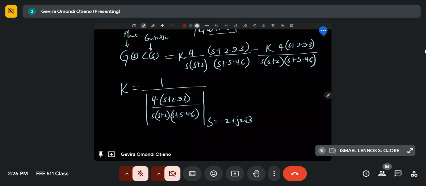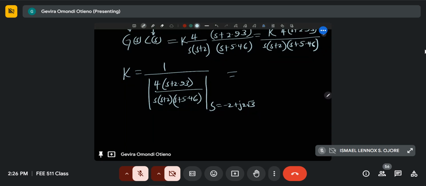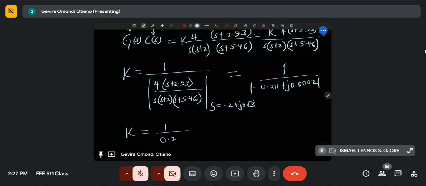Okay. So when you solve this, you should have 1 over... you're substituting for s, where there's s, you substitute it with minus 2 plus j2 root 3. So you can solve that using your calculators, and you find, because I did it last night, 2.11 plus j0.0002. And therefore, from there, you can get k as the same as, because it's magnitude, you're actually getting this magnitude. So you'll square and then you get the square root, you'll find 1 over 0.211.